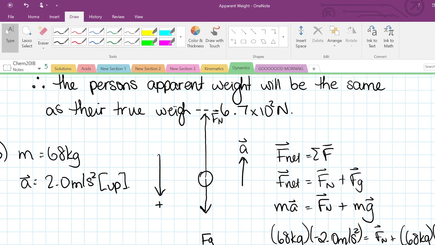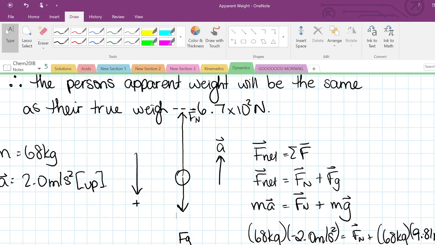So if I plug all of these numbers in, I know that the mass of my person is 68 kilograms. The acceleration is 2.0 meters per second, and I've said that down is positive because that's the direction of the elevator. So that means my acceleration will be negative. And that's equal to force normal plus 68 kilograms times 9.81 meters per second squared, positive because down is positive. And so that means that my force normal is 803 newtons up.